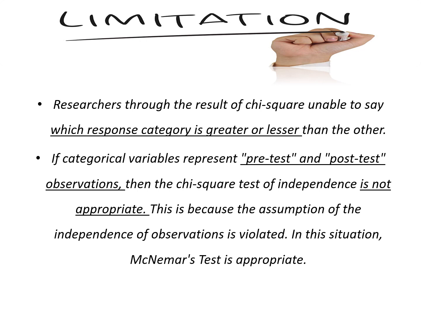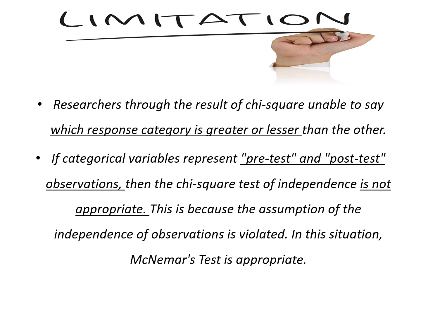Researchers, through the result of chi-square, are unable to say which response category is greater or lesser than the other, because the chi-square value gives a holistic idea whether it is significant or not. But particularly category-wise, it cannot give you any idea.